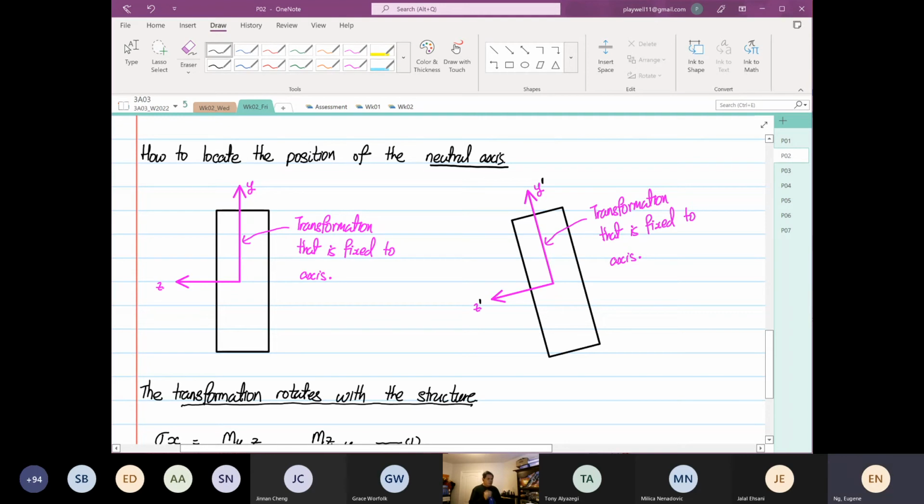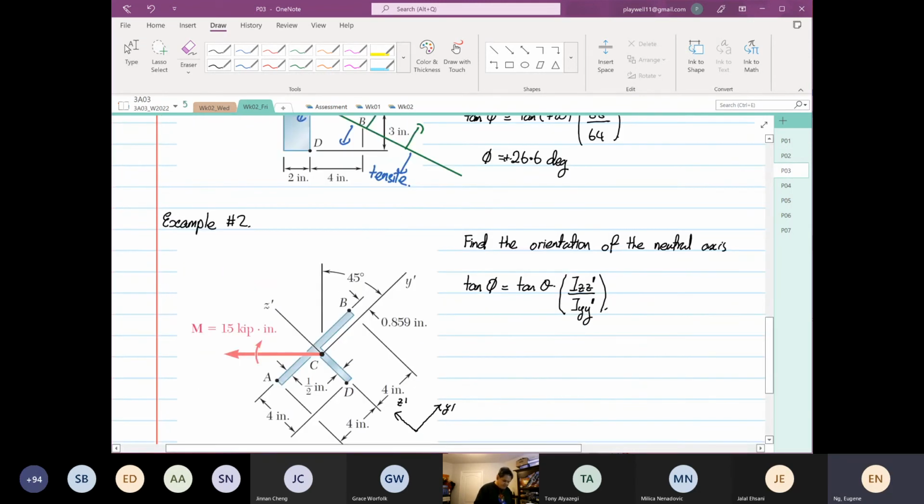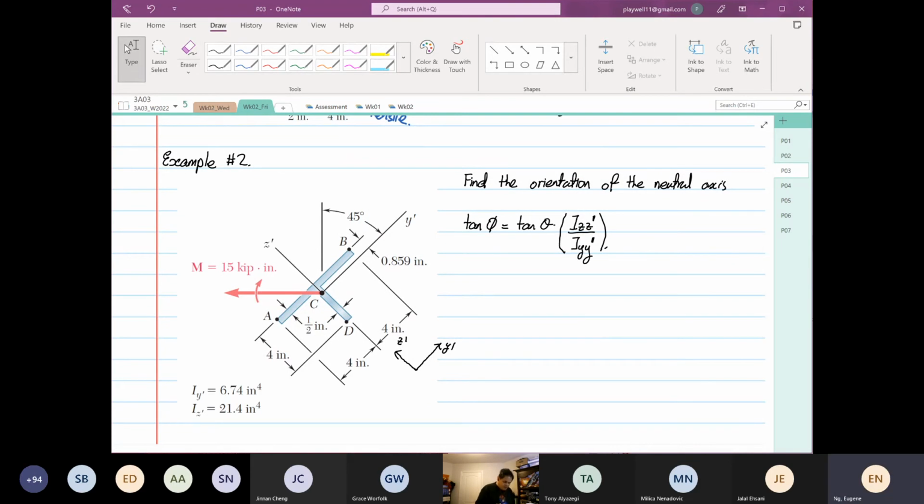Now, why did they do that? They did that to make our life simple. When we do that, it's easy to find the second moment of area about y prime and the second moment of area about z prime, rather than trying to find the second moment of area about y and z in this orientation. Most of you, your math is better than mine. You can do it, I know that. But I don't want to make our life difficult.